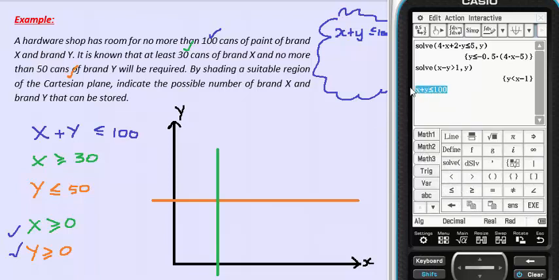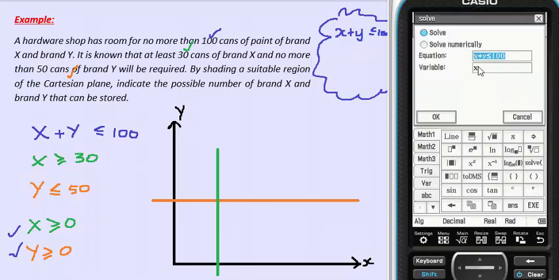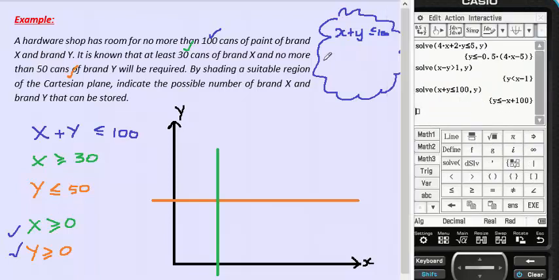Let's solve this one for Y, and we're going to get Y is less than or equal to negative X plus 100, so I'll just write that down. Y is less than or equal to negative X plus 100.